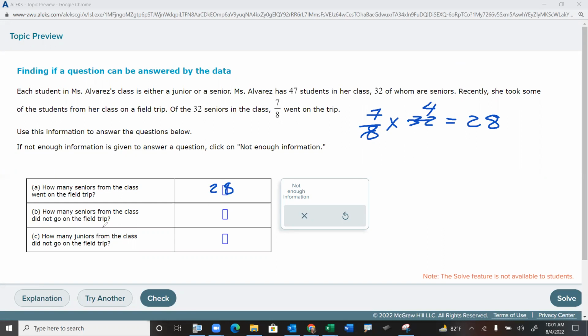Part B, how many seniors in the class did not go on the field trip? Well, of the 32 seniors, 28 did go, leaving 4 who did not.